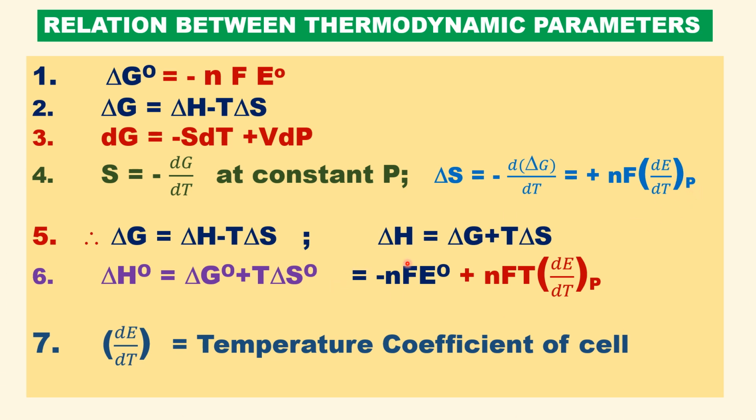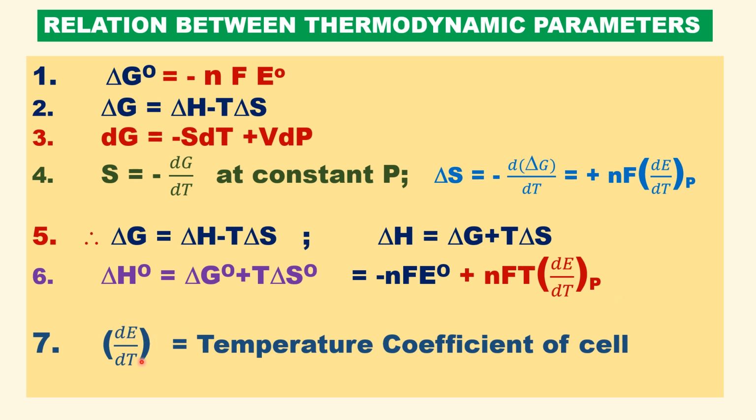Let us rewrite this as delta H equals delta G plus T delta S, because we can determine delta G naught from E naught. Now we need to calculate delta H. How is it calculated? Delta H naught equals delta G naught plus T delta S naught. Substituting the delta G naught value, delta H naught equals minus nFE naught plus nFT dou E by dou T at constant pressure.